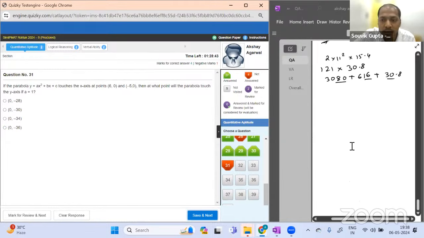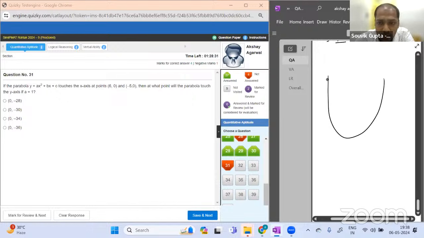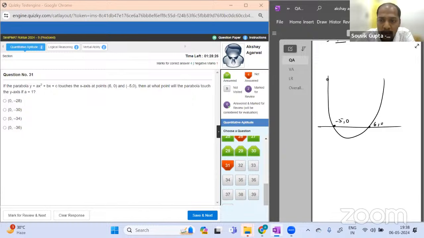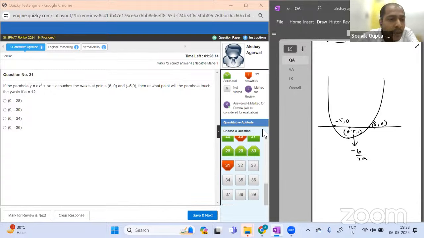Parabola ax square plus bx plus c touches the x-axis in the points 6, 0 and minus 5, 0. So minus 5, 0 and 6, 0. Therefore, the midpoint is 0.5, 0. So that is minus b by 2a, the point of minima. And then at what point will the parabola touch the y-axis, if a is equal to 1?